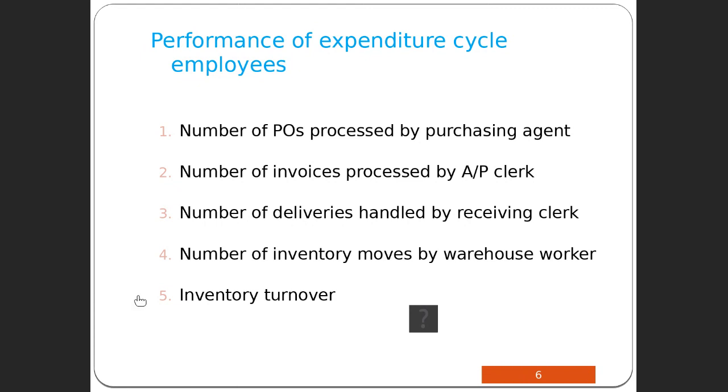And the last one is inventory turnover. Inventory turnover is measured in days. If you buy inventory items and you sell them quickly, then the inventory turnover is shorter. So if you buy an item and you sell it within 2 days, it is better than you buy an item and you sell it in 7 days. So inventory turnover is measured in days, and the shorter it is, the better off you are.